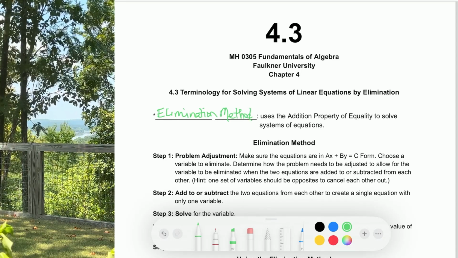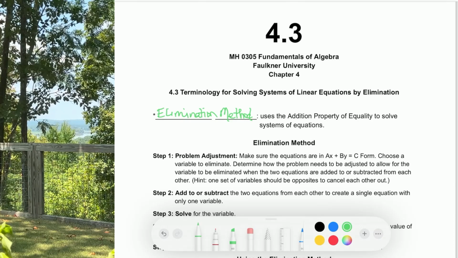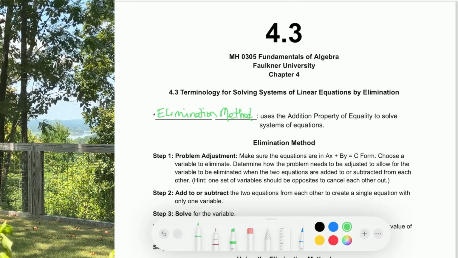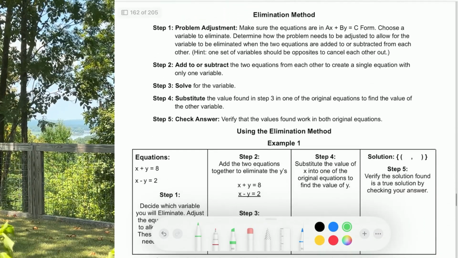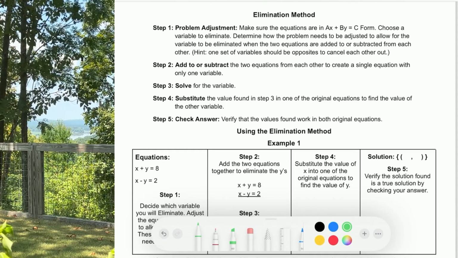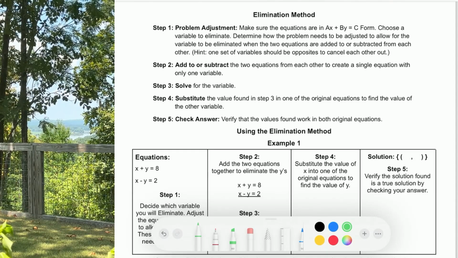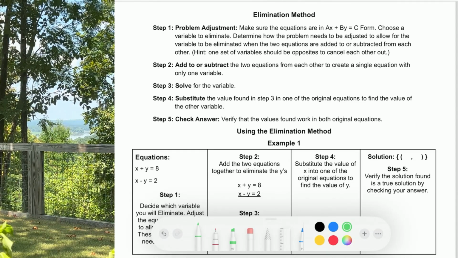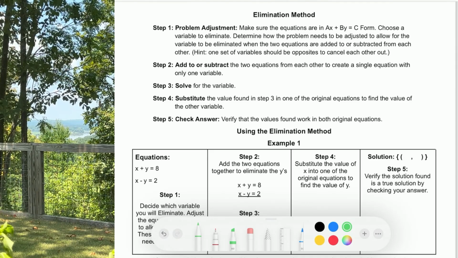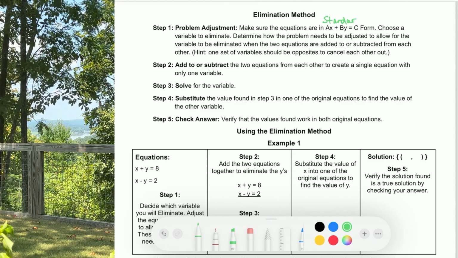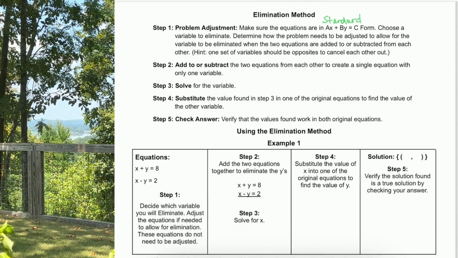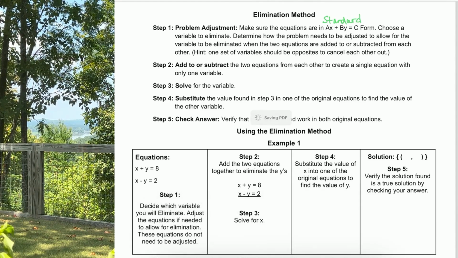The elimination method uses the addition property of equality to solve systems of equations. So let's look at the steps. Step 1, problem adjustment. Make sure the equations are in the ax plus by equals c form. Remember, that's the standard form. So we want our x's and our y's to be on the same side, okay?